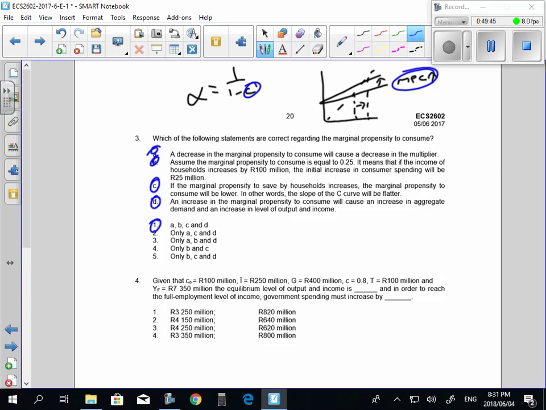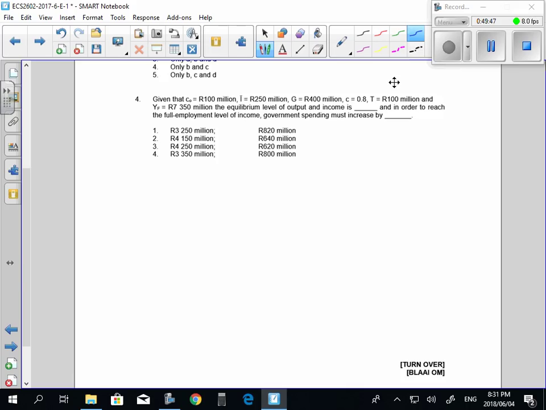Question 4. Given the following information, calculate the current level of output and income, and then what would government need to do in order to reach the full employment level of output and income. All right, so it's always pretty much a straightforward question. Start with your multiplier. There's your MPC. So your multiplier is 1 over 1 minus 0.8, which means your multiplier is equal to 5.